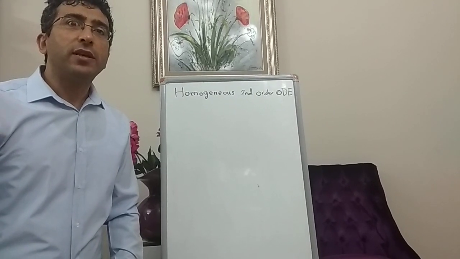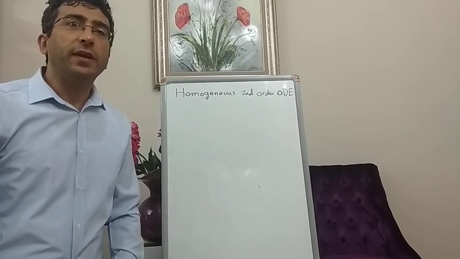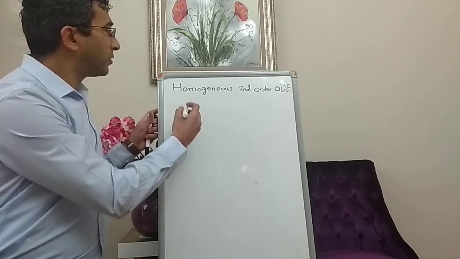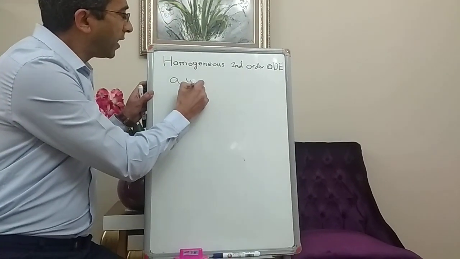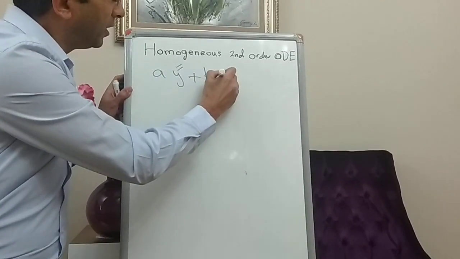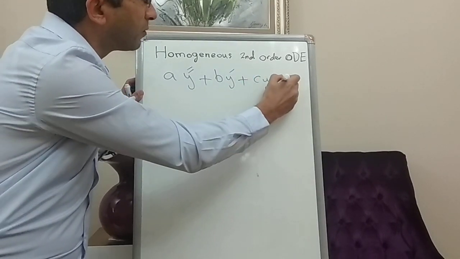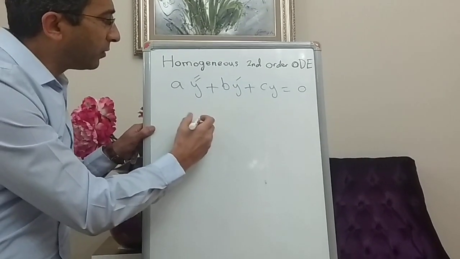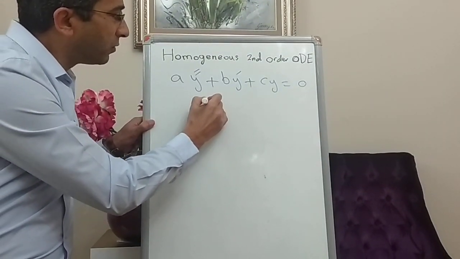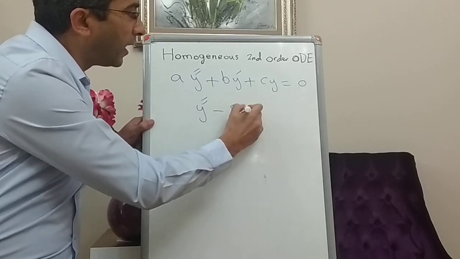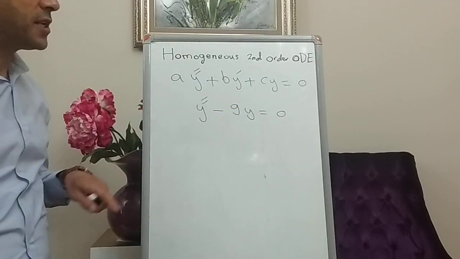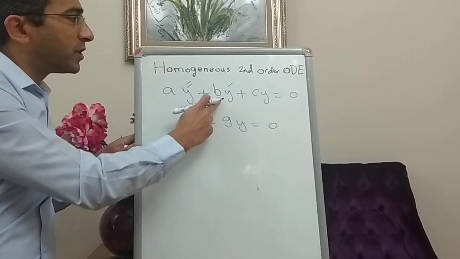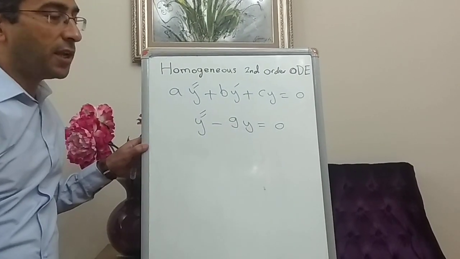As you remember, we stopped at how to solve non-homogeneous second order differential equations. As you remember, it was ay double prime plus by prime plus cy is equal to 0, because there is no action but there is initial condition. So suppose that I want to solve the following equation: y double prime minus 9y is equal to 0. This is a second order equation with a equal to 1, b equal to 0, and c equal to minus 9.